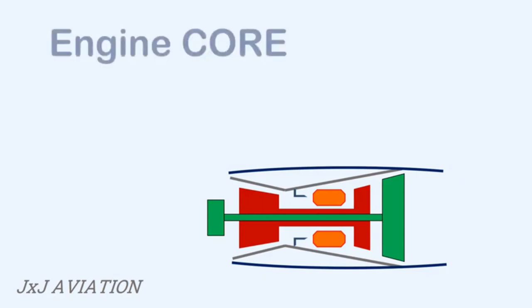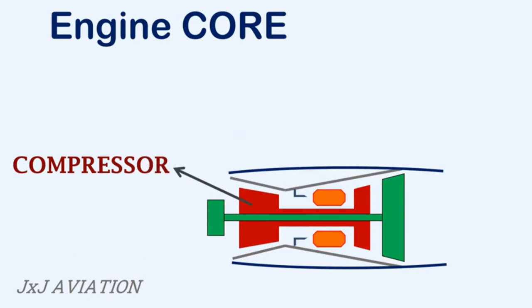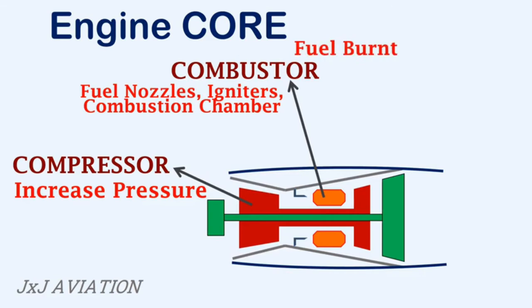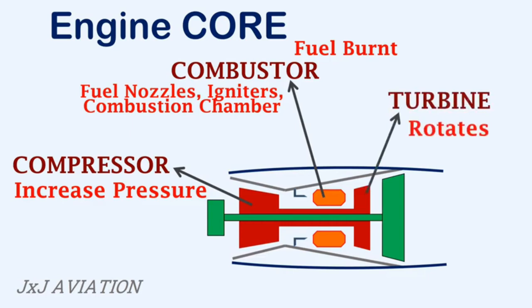The engine core consists of a compressor which is used to compress the air, or to increase the pressure of the air, before it is sent for combustion. Then we have the combustor, which consists of fuel nozzles, igniters and combustion chambers. Here, fuel is sprayed, which mixes with the high pressure air and gets burnt inside the combustion chamber. In the combustion chamber, the pressure and the temperature of the gases increase. The high pressure gases are then allowed to expand in the turbine section, which causes the turbine to rotate. This will cause the compressors to rotate. These components are similar to a gas turbine engine.